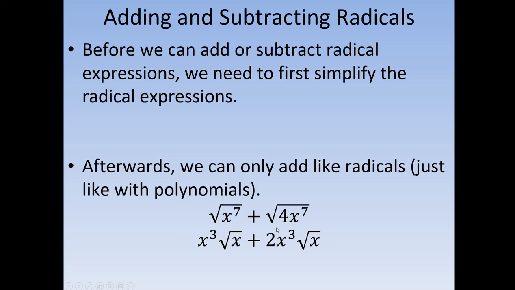Since the term and the exponents are all the same, we can add the two coefficients. So this is a 1 and that's a 2. That gives us 3x cubed radical x. And that's pretty much it.